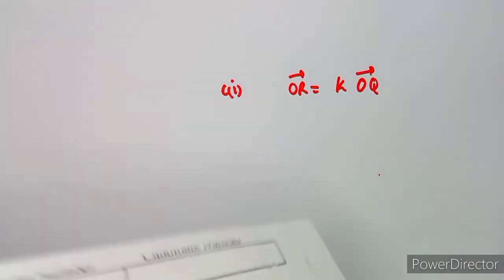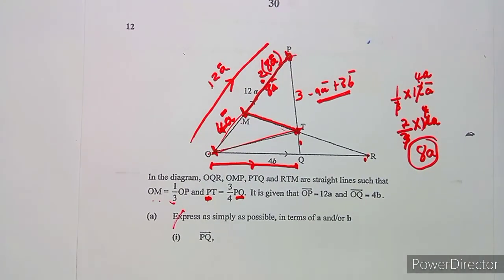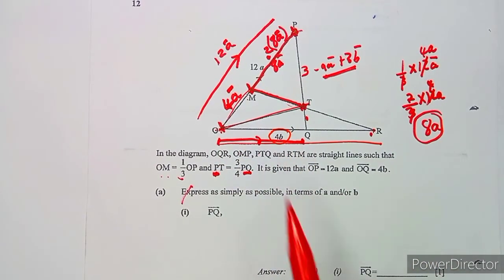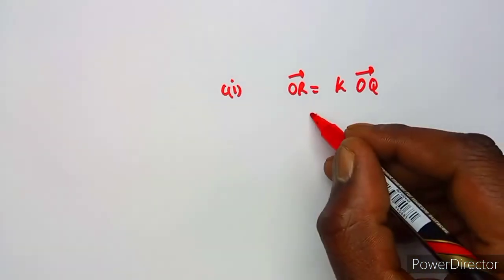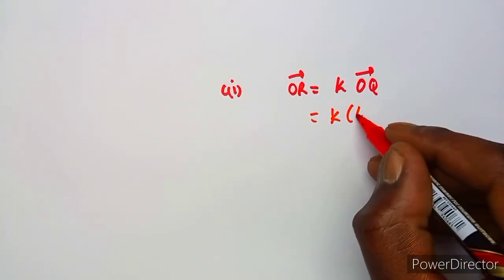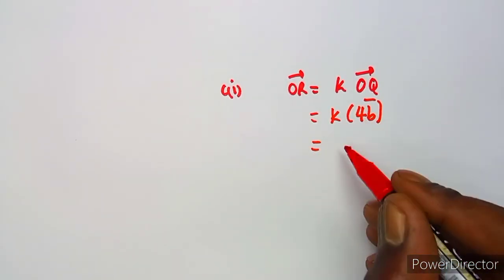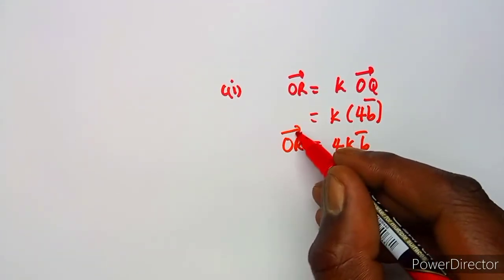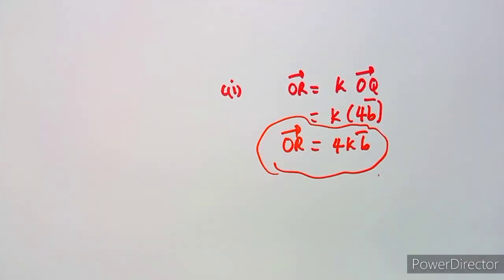Okay, OQ, guys, where is our OQ? Let's just trace from our diagram. If we calculated this before, OQ is actually there. So they are saying from O to R, simply multiply by OQ, and already OQ is what? It's 4B. So this is going to be K times OQ, which is 4B. This is vector OQ, all right? So K times 4B, that's 4K vector B. So that will be your new OR, this one. All right. So that's it for this part.